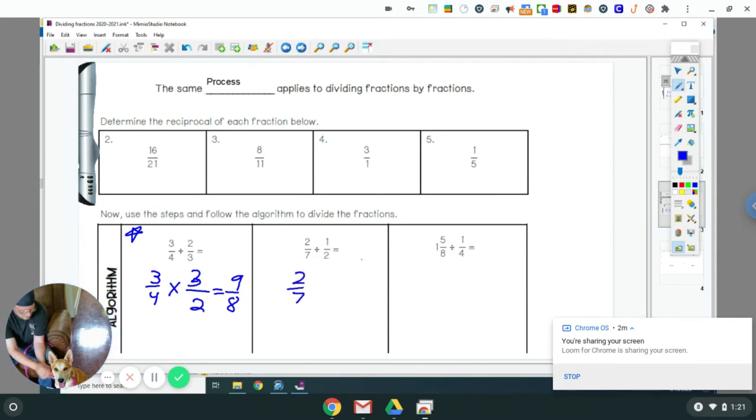This one, you keep it, switch it, flip it. Check your diagonals to see if you can simplify. You can't. So you get 4/7.